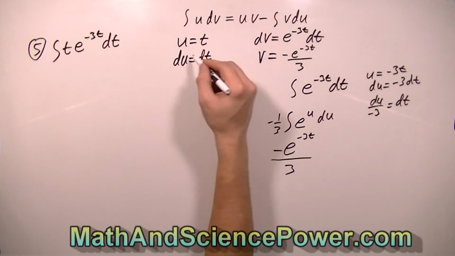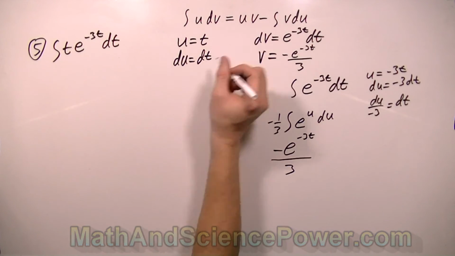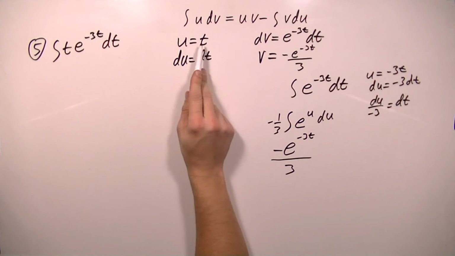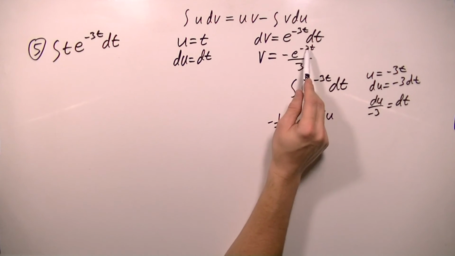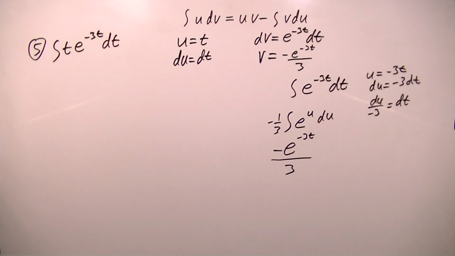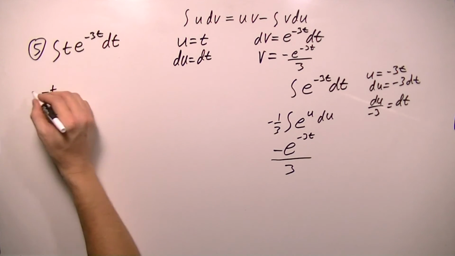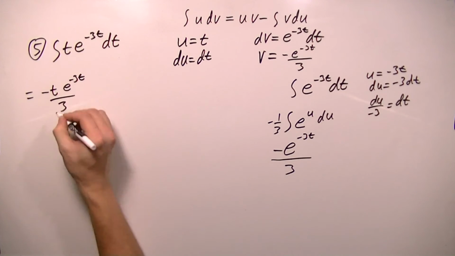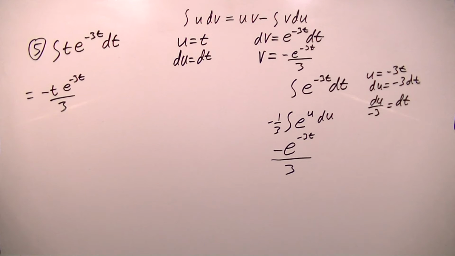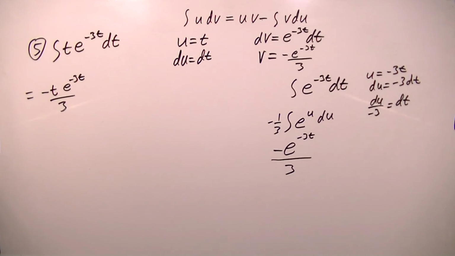Welcome back to MathandSciencePower.com. Okay, so let's plug our values into the formula. This integral will equal u times v, so u is t and v is negative e to the negative 3t power over 3. So when I multiply these together, I get negative t e to the negative 3t power over 3. I then need to subtract the integral of v times du.